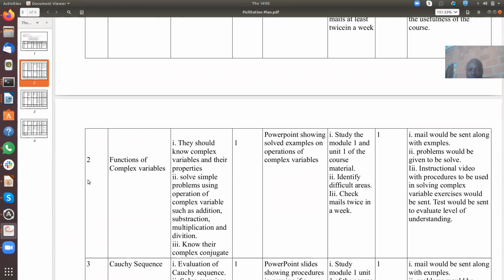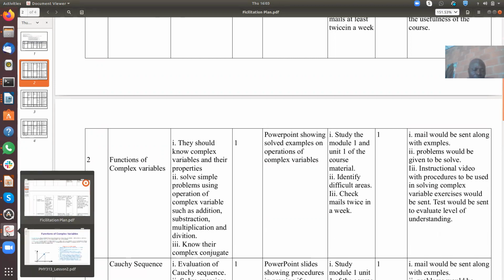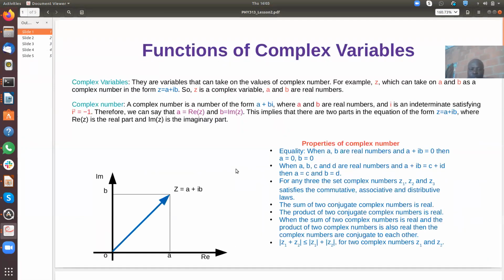I will try as much as possible to also recast what I did last week so that those who could not make it last week can actually catch up and follow the class accordingly. So let's go straight to the content. Last week, I tried as much as possible to discuss or give a kind of introduction to what we call functions of complex variable.